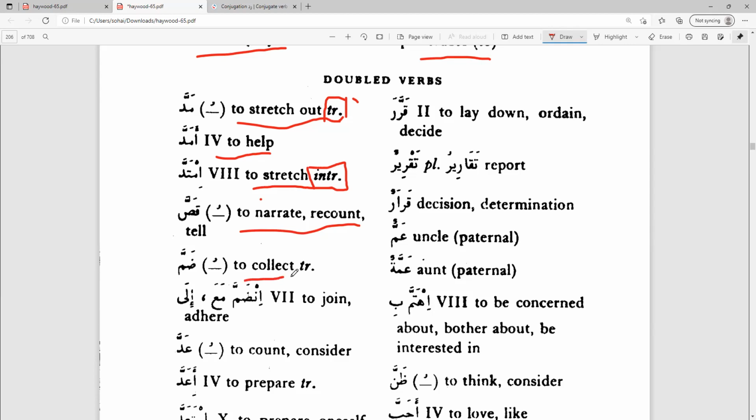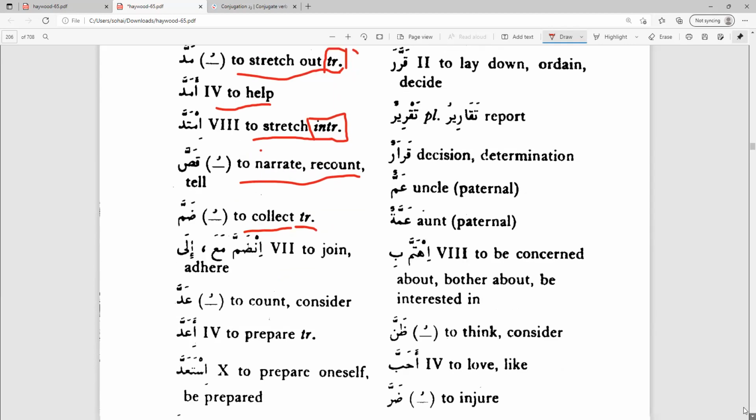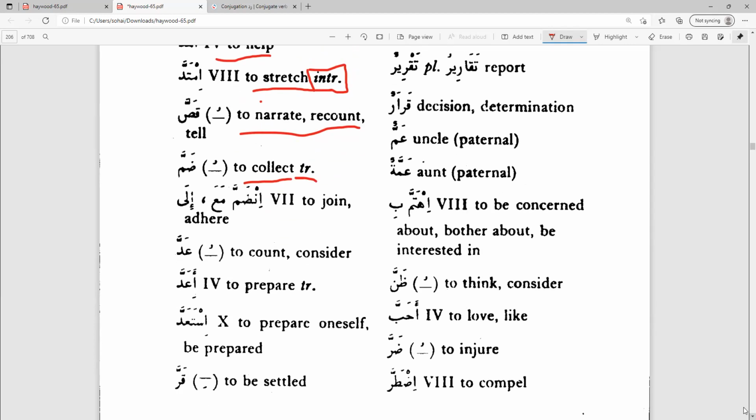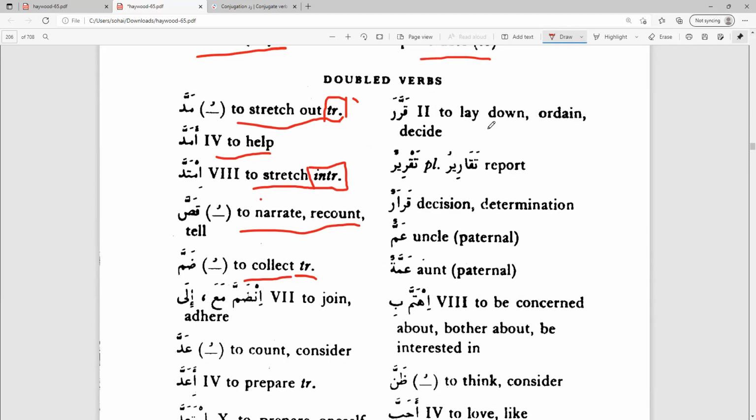Damma yadummu, to collect. Again, transitive. You need an object. Form 7 of that is indamma, to join, adhere, and you use it with ma'a or ila, join to, adhere to. Adda ya'uddu means to count, consider. Form 4 is a'adda. Form 10 is ista'adda. Qarra yaqirru, to settle. Qarrara is form 2 of what we just did, to lay down, ordain, decide. Taqreerun, report. Qararun, decision, determination.